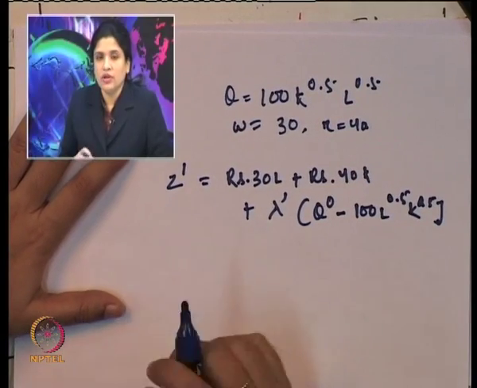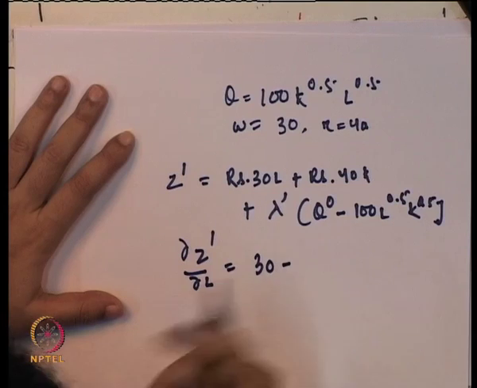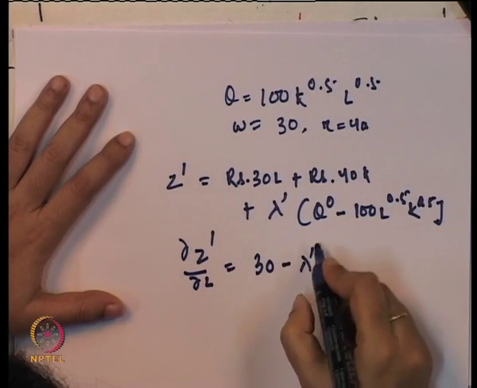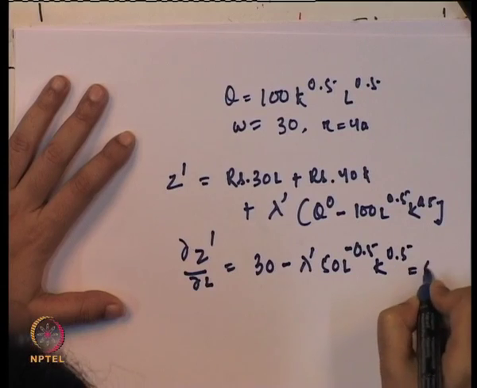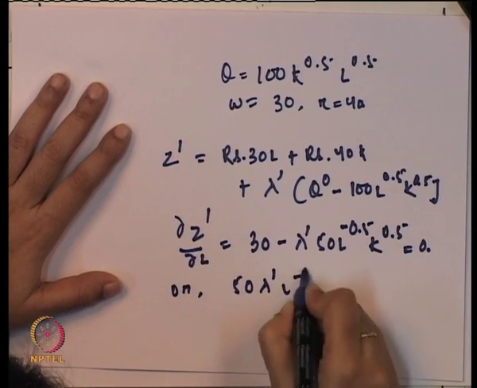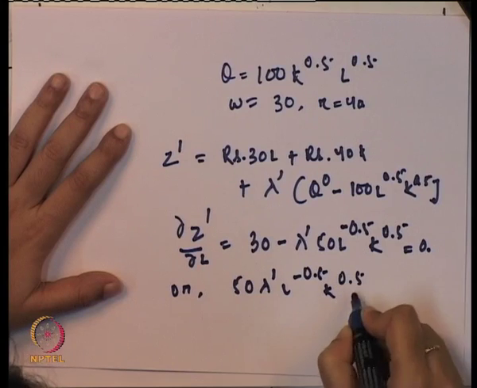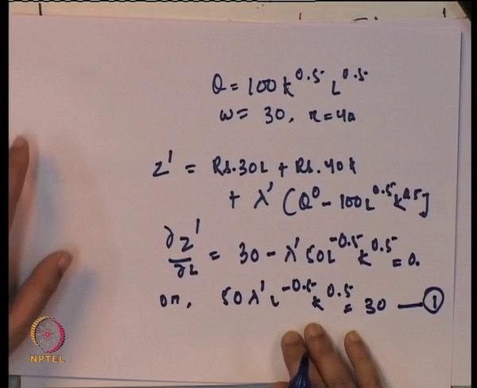Now, what we need to do is find the first order condition. For the first order condition we need to find del Z by del L, that is 30 minus lambda dash 50 L to the power minus 0.5 K to the power 0.5 equal to 0, or 50 lambda dash L to the power minus 0.5 K to the power 0.5 has to be equal to 30. Suppose this is our equation 1. Now, we need to look at the first order partial derivative with respect to the other input. In the first case, we have checked it for L. Now, we will check it for K.